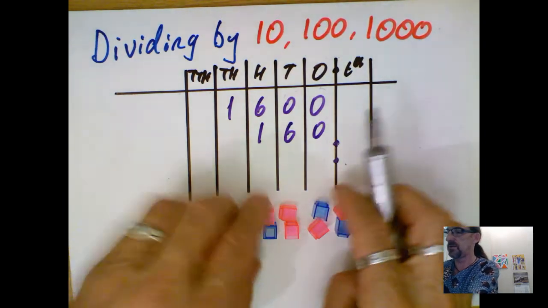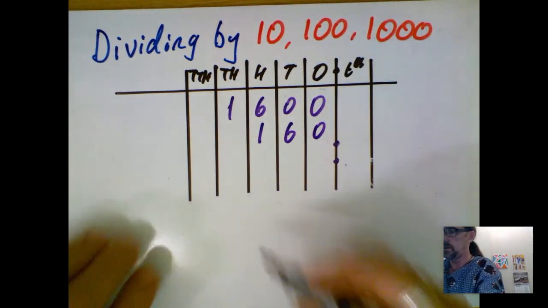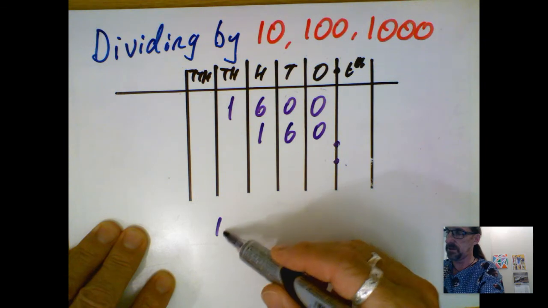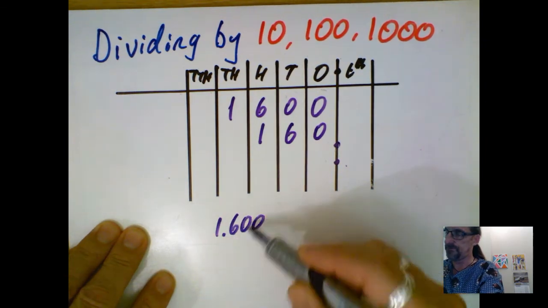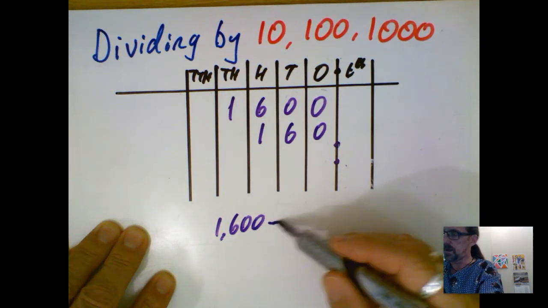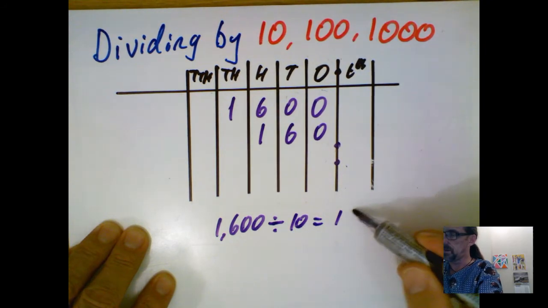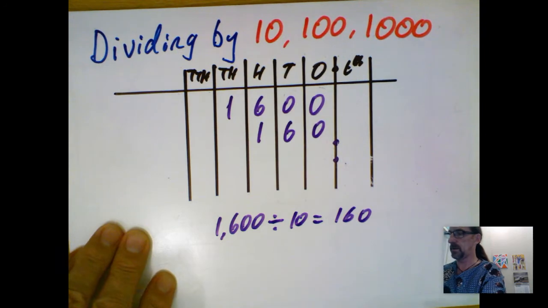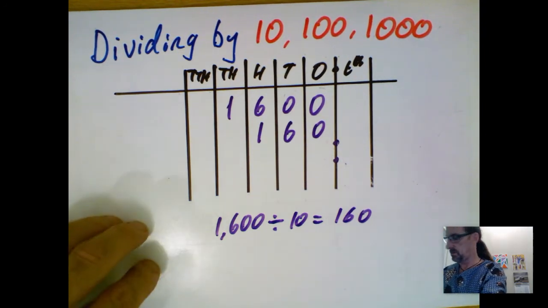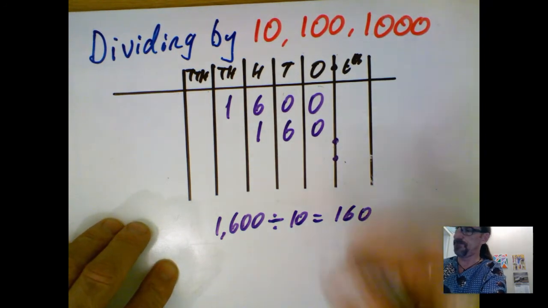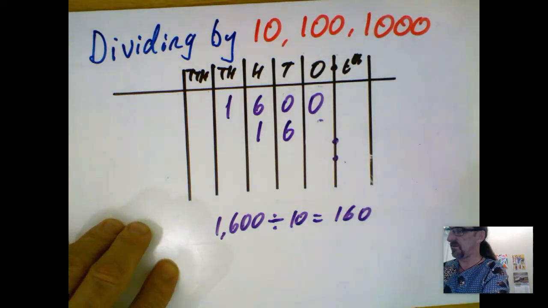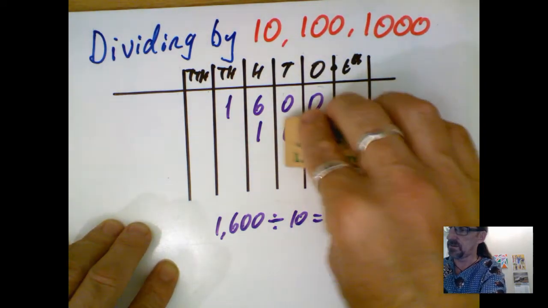So 1,600, let's use this part of the board, 1,600 divided by 10 equals 160. Okay, let's take that out for a minute. I've got a better eraser than that. Oh, much better.